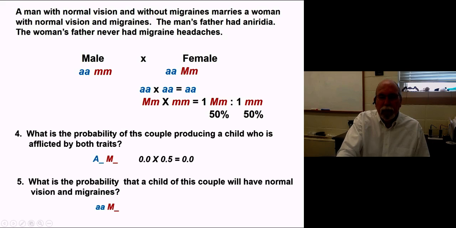Okay, normal vision and migraines. Again, all we're doing is looking at the segregation ratios. Everybody's going to get normal vision. That's 100%. Half of them are going to get migraines. So once again, we're at a half, right?